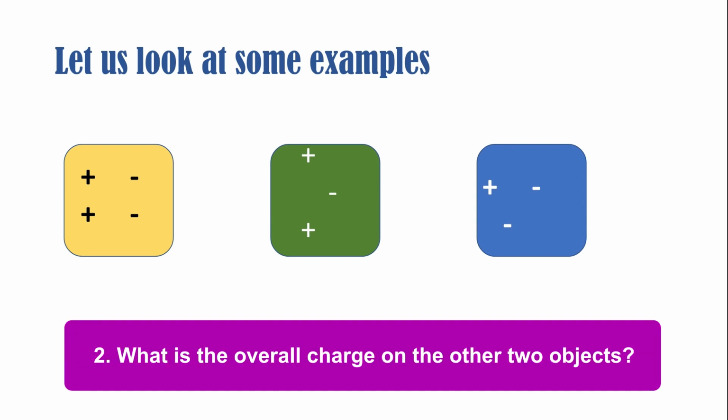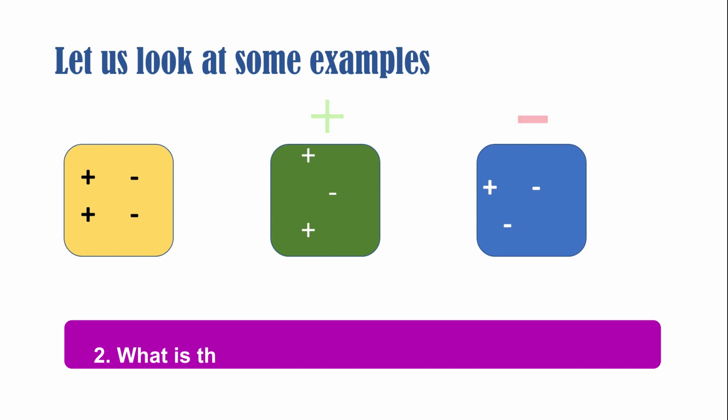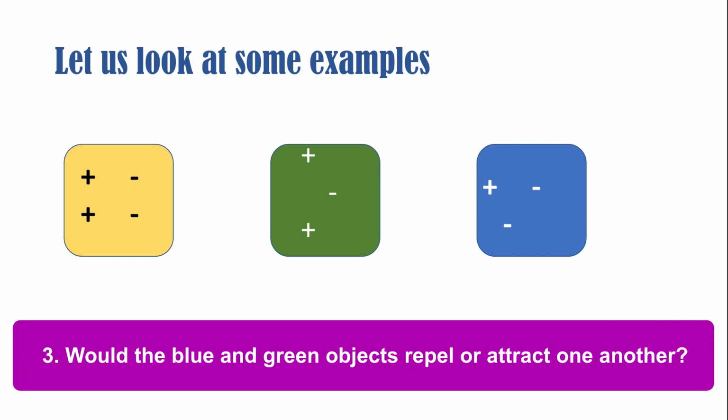Number 2. What is the overall charge on the other 2 objects? The green one is positively charged because it has more protons. The blue one is negatively charged because it has more electrons. Number 3. Would the blue and green objects repel or attract one another? They will attract one another because they are unlike charges.